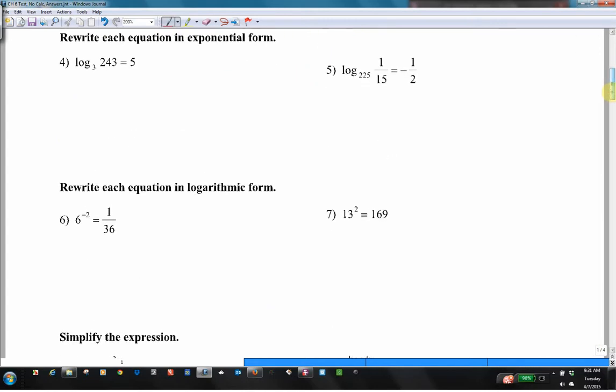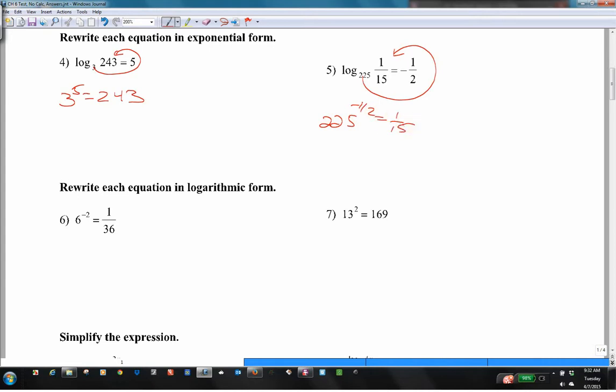Moving down to the next ones, it says rewrite in exponential form. So that would simply be 3 to the 5th is equal to 243. The next one would be 225 to the negative 1/2 is equal to 1 over 15.